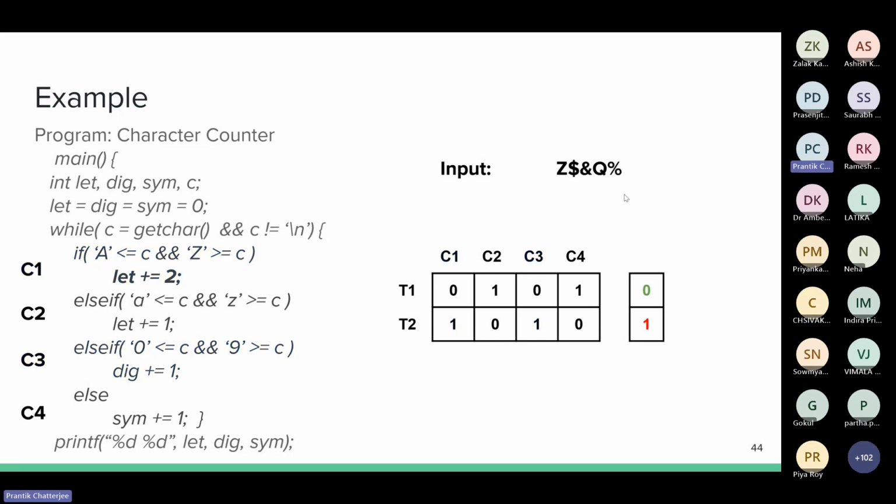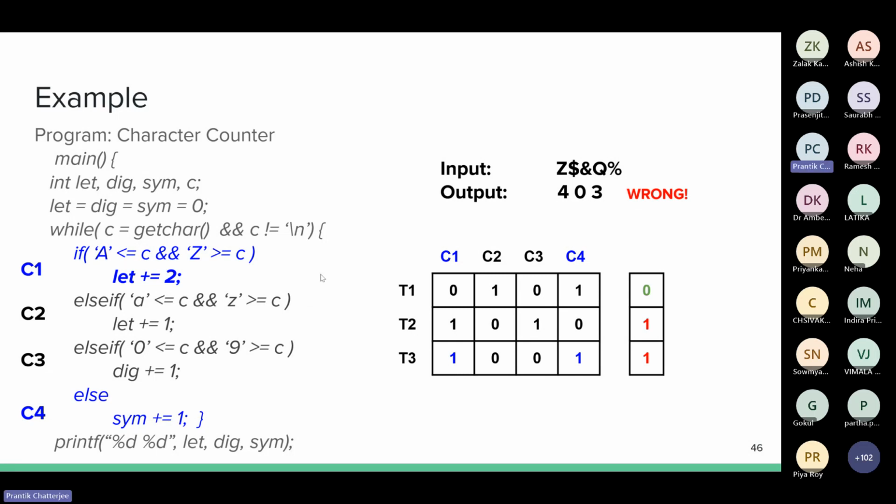Similarly, you have a third input. So in this, your program says there are 4 letters, 0 digits, and 3 symbols. This is again wrong, and you collect the coverage pattern. The component C1 was executed because you had capital letters. C4 was executed because you had symbols. And the corresponding error vector cell is again 1.